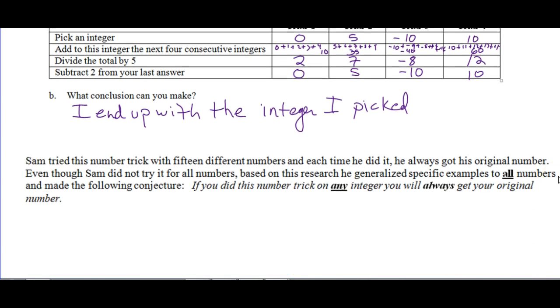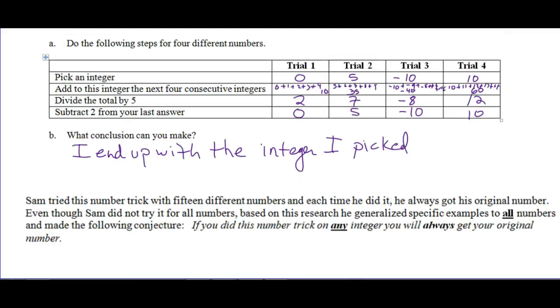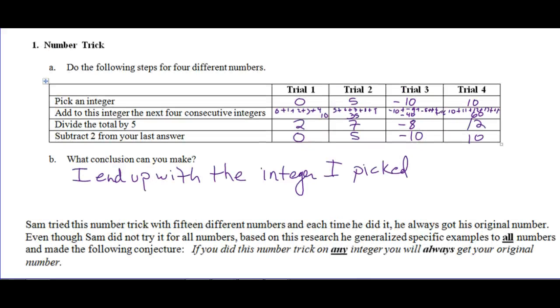Okay, so if we went around the entire class, we could probably find that we had a total of maybe 30 or 40 different numbers, right? And it worked for those. And then there's Sam, who tried this trick with 15 different numbers, and each time he did it, he always got his original number. Even though Sam did not try it for all numbers, based on this research, he generalized specific examples to all numbers and made the following conjecture. If you do this number trick on any integer, you will always get your original number. Okay? And that's called inductive reasoning.